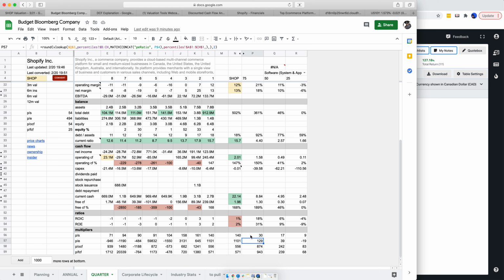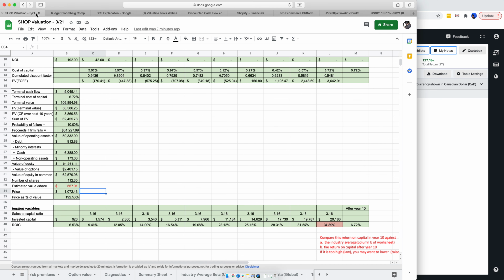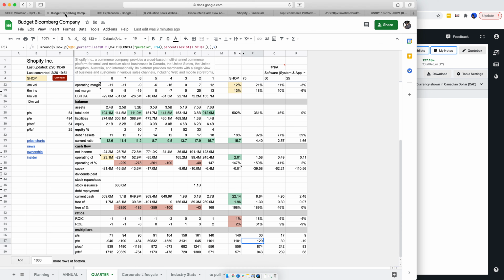I'm just pointing this out to say that I'm getting a valuation that is basically half what the current price is. Looking at these numbers, I can see why, because if you look at these multipliers, they're insane. They're much higher than some of its peers in its peer group. So I can buy the fact that it actually is that overvalued.